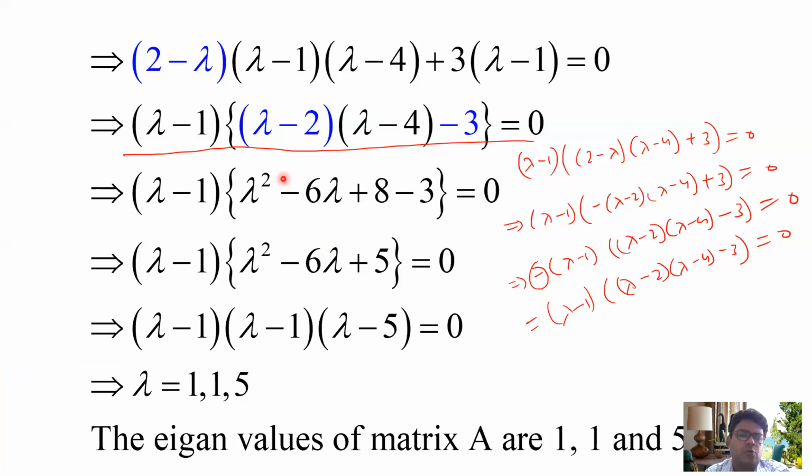Now after simplification, we have (lambda minus 1)[lambda square minus 6 lambda plus 8 minus 3], which gives lambda square minus 6 lambda plus 5 equals 0. Using the middle term factor, we have (lambda minus 1)(lambda minus 1)(lambda minus 5) equals 0. So it is clear that the eigenvalues of A are 1, 1 and 5. Here I have two repeated eigenvalues. Let's see whether we can identify a diagonal matrix, yes or no? Clear?